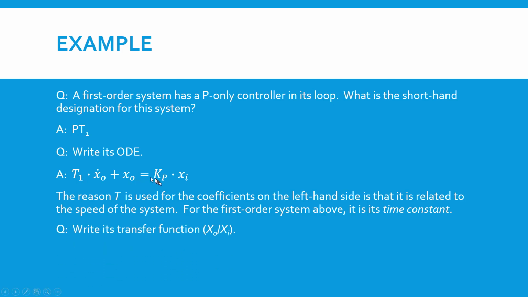Now we'll write the transfer function. We do it exactly the same way. You take the Laplace transform of the left-hand side and the right-hand side, and then you form this ratio of output over input. If you do that, we get what we know as the transfer function for a standard first order system, with the steady state gain on the top and the time constant as the coefficient of the S term on the bottom.